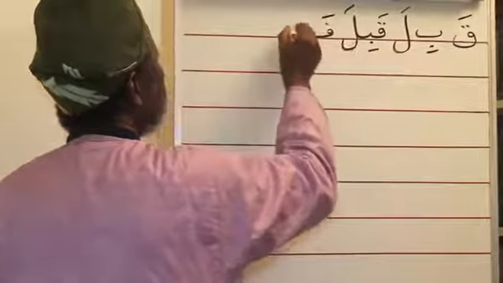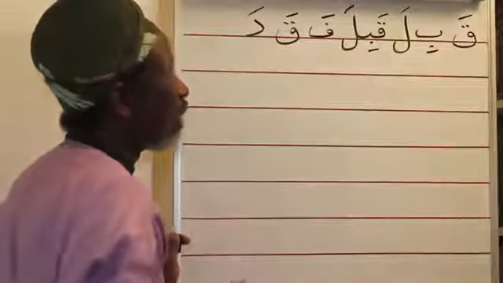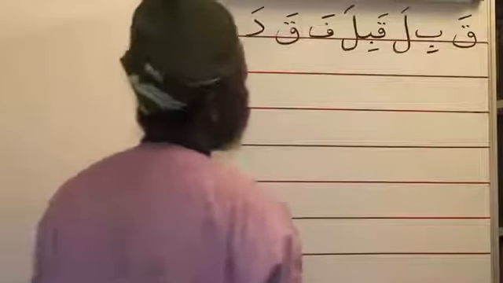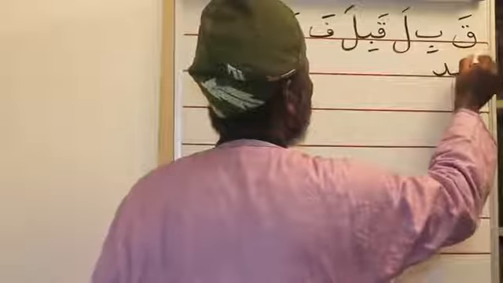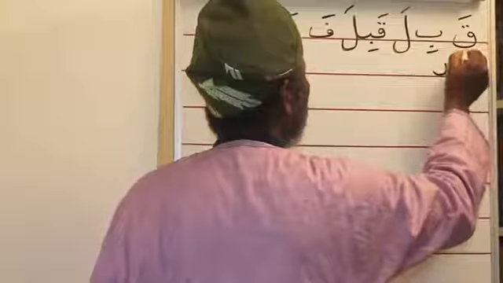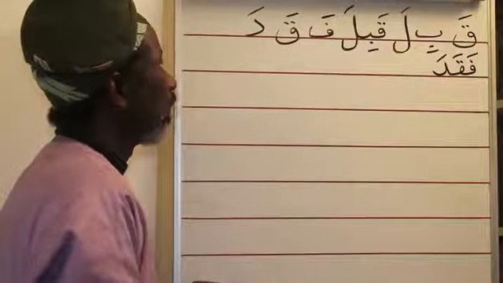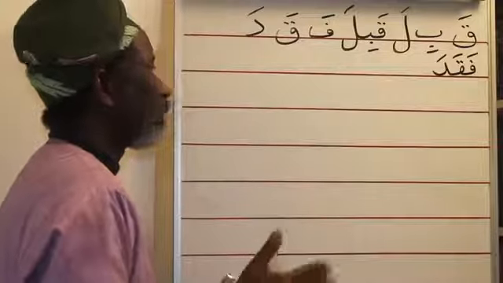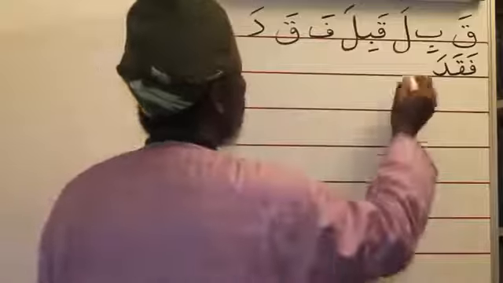Fa, qa, da. Faqada. Let's join that. Fa, qa, da. Faqada. Now qaf at the end is nataqa.